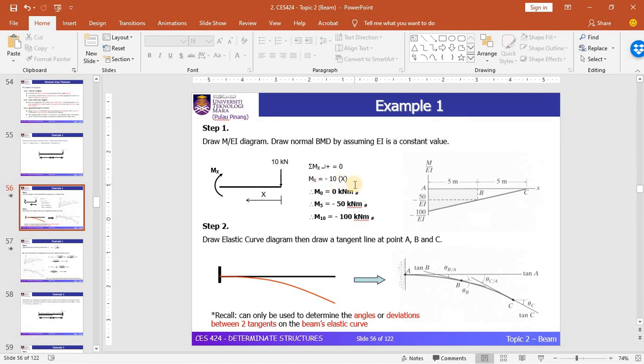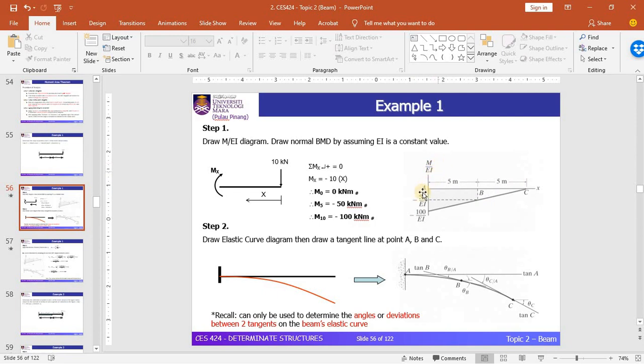By using this equation of moment, you can draw the M/EI diagram. One thing I want to highlight here is that the bending moment diagram is different from the M/EI diagram. For the bending moment diagram, we only have M against x, which means the span of a beam. While in the M/EI diagram, the vertical axis is represented by the M/EI value.